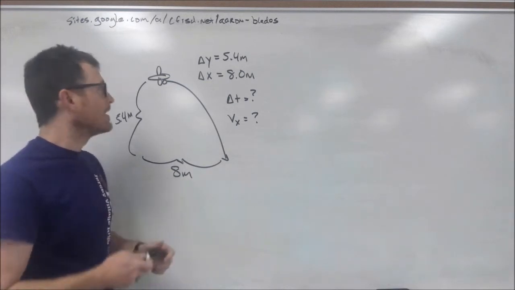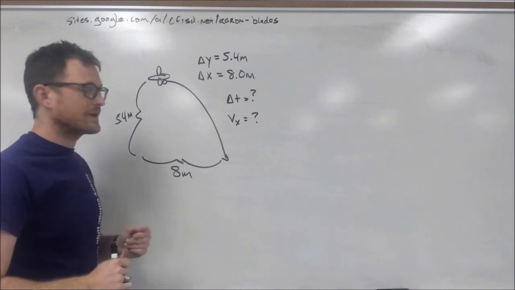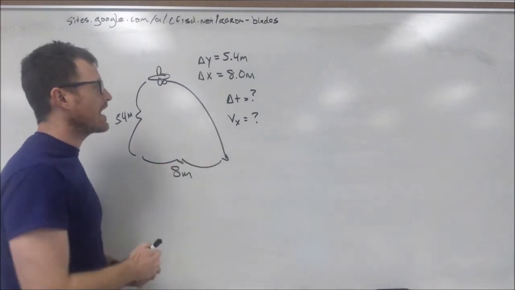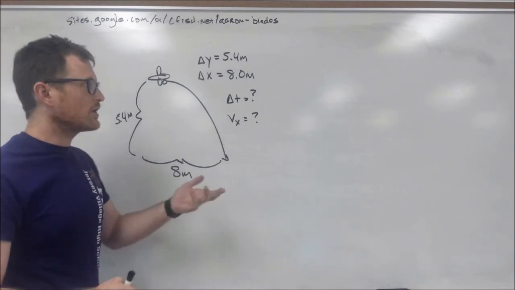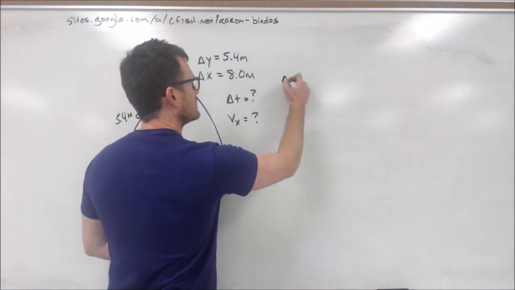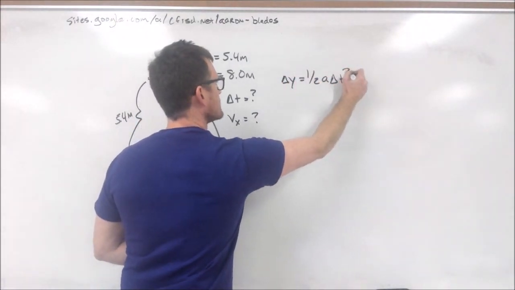So let's find out. Now, we've already written down our delta y and our delta x, because those were given to us in our problem statement. But first, let's figure out how long the object was in the air. We're going to use our standard position equation: delta y equals 1/2 a delta t squared.